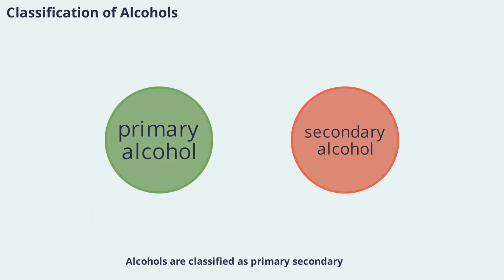Alcohols are classified as primary, secondary, or tertiary based on the number of carbon atoms attached to the carbon bearing the hydroxyl group. Primary alcohols have 1, secondary have 2, and tertiary have 3. This classification affects their chemical reactivity and the types of reactions they undergo. Understanding this helps predict the behavior of different alcohols in chemical processes.